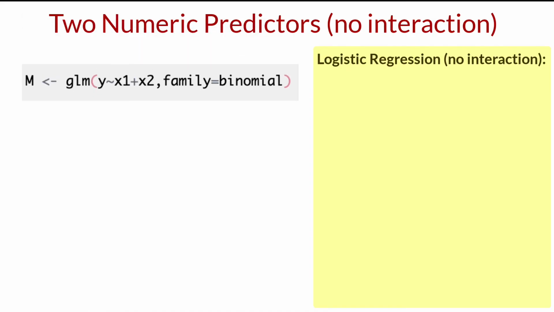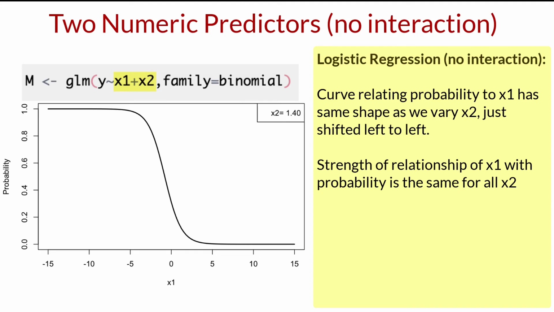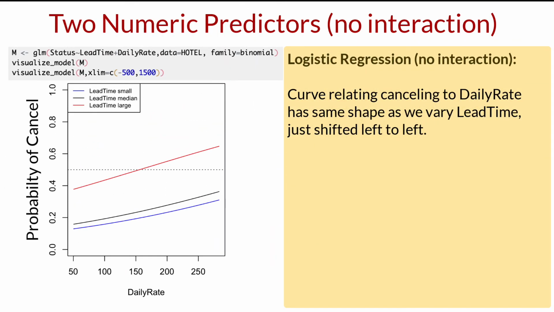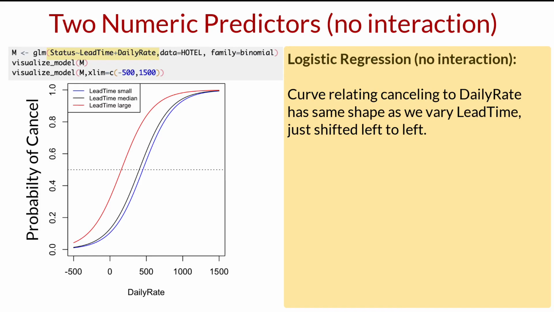Well, when the two numeric predictors don't interact, and we just separate those columns by a plus sign in the formula, we get curves that have the same shape, implying the relationships have the same strength, they're just shifted left to right. So let's try predicting the status of a booking based on its lead time and on its daily rate. So fitting the model, visualizing it, well, it looks like we need to zoom out to really see the curves, and doing so, we see the relationship between the probability of canceling and the daily rate looks to be the same, except for a horizontal shift whose size depends on the lead time.